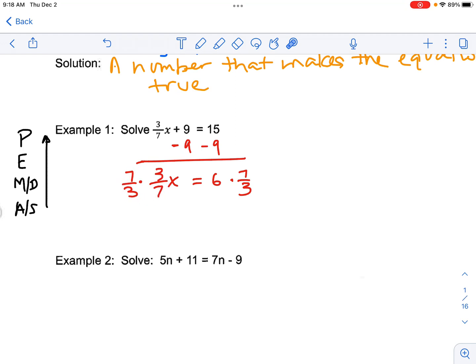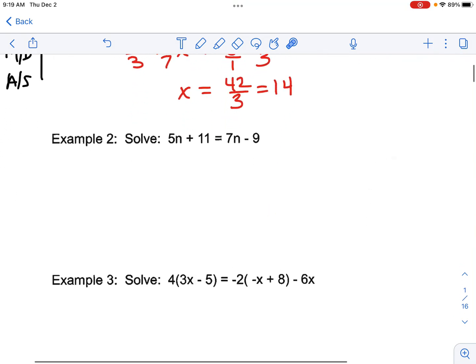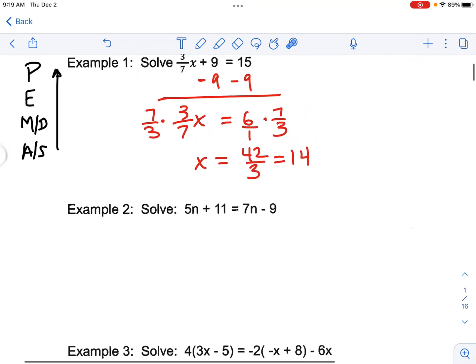And so we know the product of reciprocals is 1. So we have 1x on the left, which means just x. And then on the right here, we have 42/3, right? Because the 6 is really 6/1. So we have 42/3, which is 14. So if you know that, that's great. If not, maybe you want to try to reduce the 3 and the 6 up here before you do the multiplying. All right, looking at example 2.